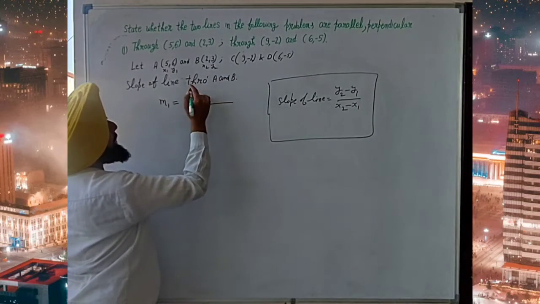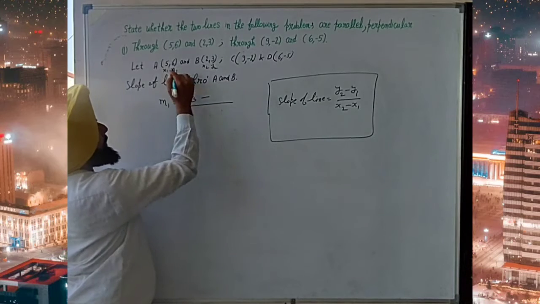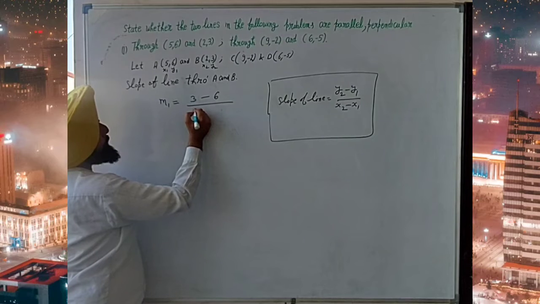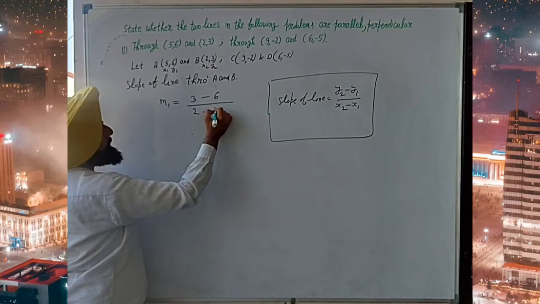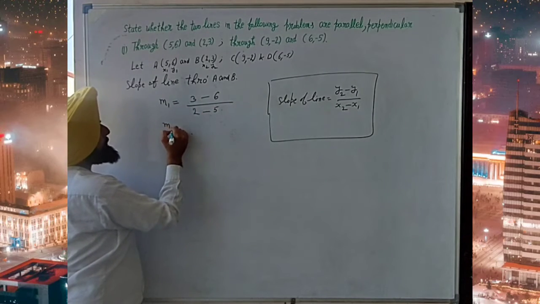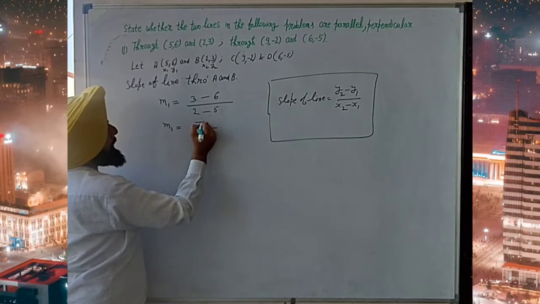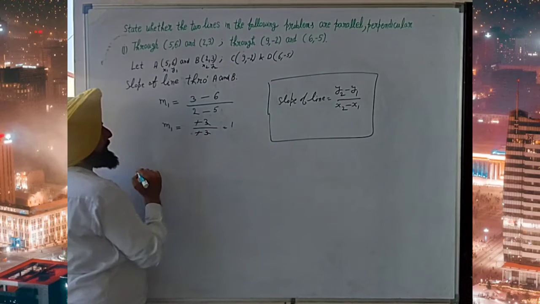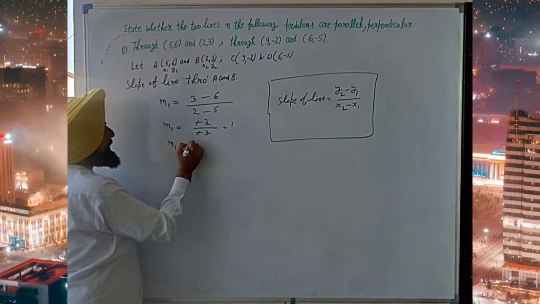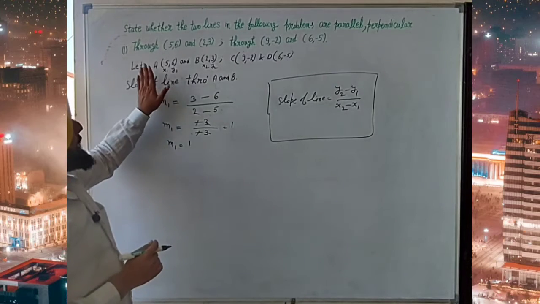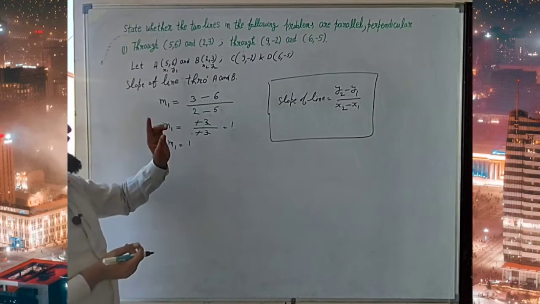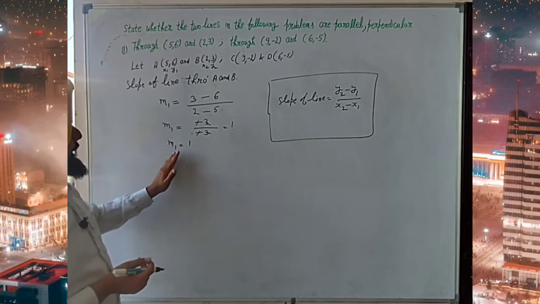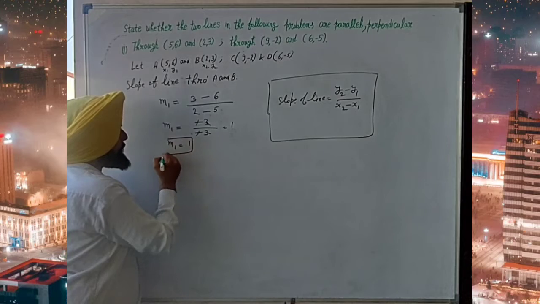Now y2 that is 3 minus y1 that is 6 over x2, x2 is 2 minus x1 is 5, and M1 equal to -3 over -3, cancel, that is 1. So M1 equal to 1. The slope of the first line through A and B points, what we get is M1 equal to 1.